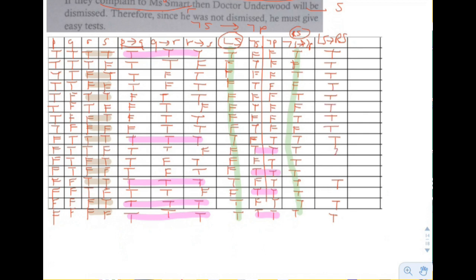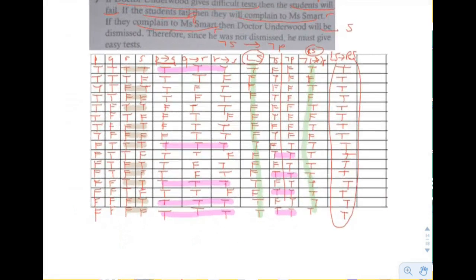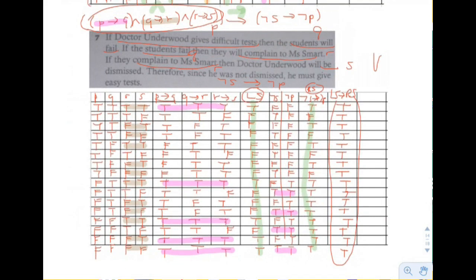Okay, wow, look at that. It's what we call a tautology. And if we have shown that the left side always implies the right side, then the statement is valid. So finally we get a valid one. And that's it.